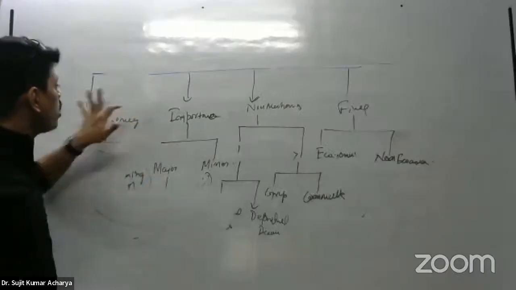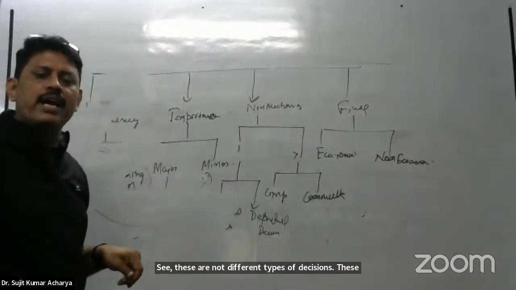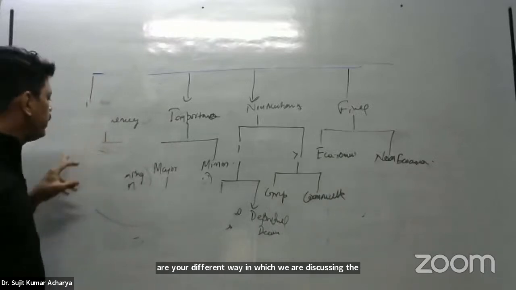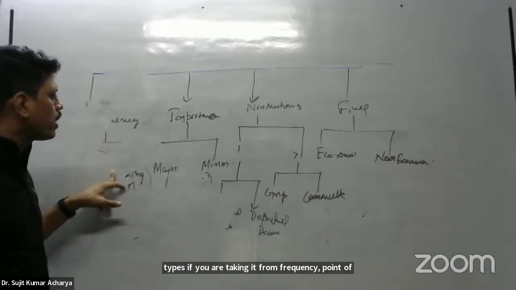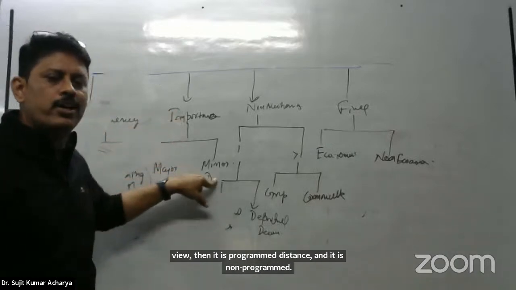See, these are not different types of decisions. These are different ways in which we are discussing the types. If you are taking it from the frequency point of view, then it is program decisions and non-program decisions. If you are taking the importance point of view, it is major decision and minor decision.